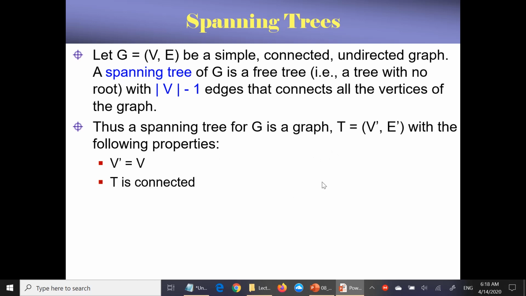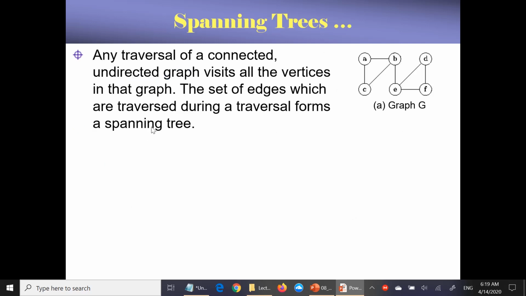2, the graph is connected. So the tree we're going to get is still connected. We started with a connected graph, and still we end up with a connected graph. And finally, the graph has no cycles. So any edge that will create a cycle has to be removed from the graph. If you have that, then you are set to have a spanning tree for the graph.